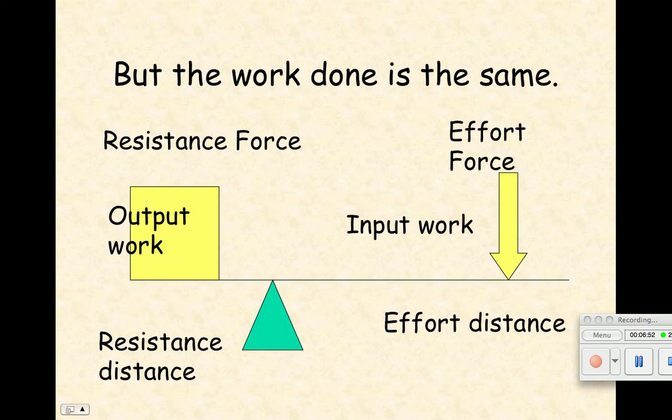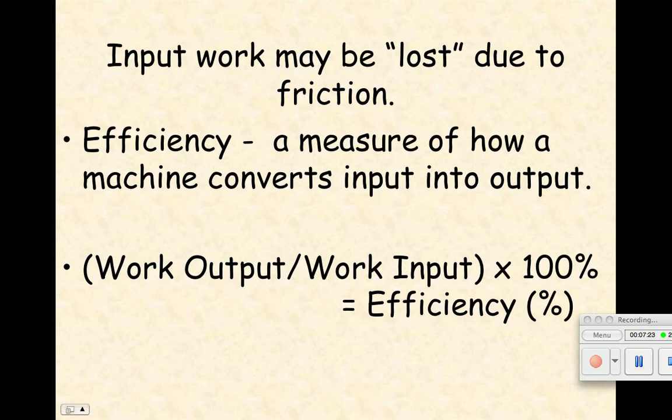So here on a lever, if this is the fulcrum, I can figure out how much work I'm doing. Work output is equal to the resistance distance divided by the effort distance. Resistance distance is the distance from the fulcrum to where the resistance force is going. Effort distance is the distance from the fulcrum to where the effort's being put in. So this is your input work on this side of the machine. This is the machine's output work over here. So input work can be lost due to friction when you're using a machine.